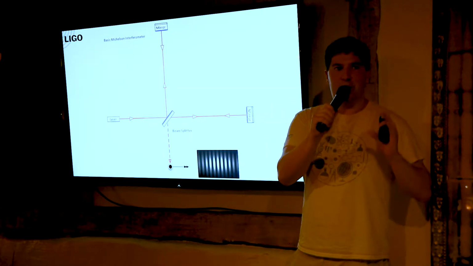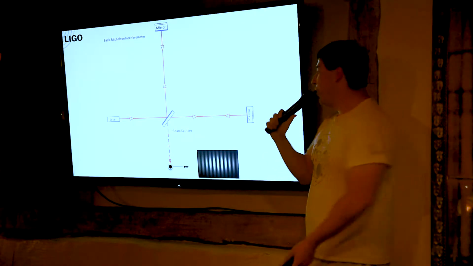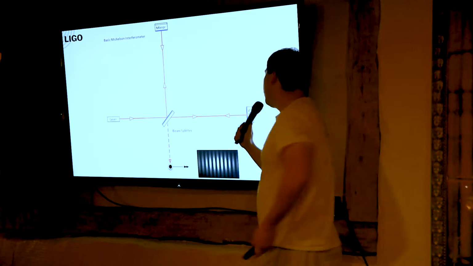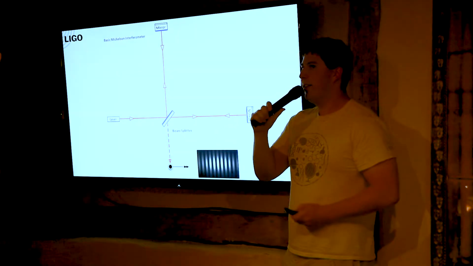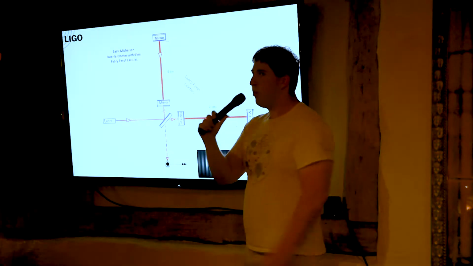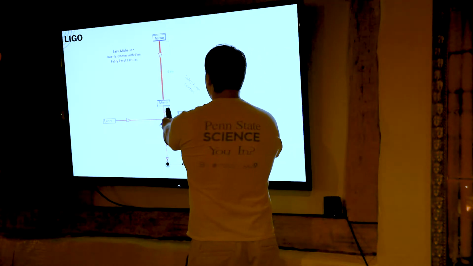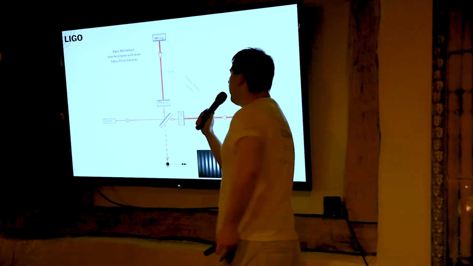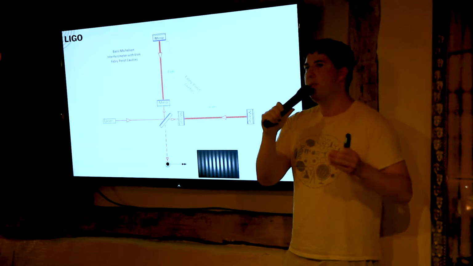Light is not just a particle, it is a wave. And when you combine waves, you can get interference patterns like this one. So LIGO takes this interferometer design and adds on extra mirrors, and this is called a Fabry-Perot cavity. So you've got additional mirrors which are right next to the beam splitter.